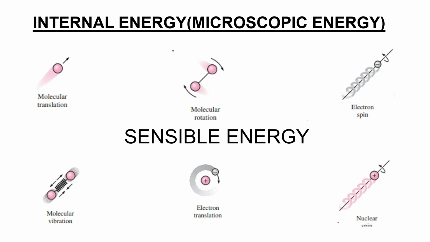And then you have the nuclear spin. Inside the nucleus, this nuclear spin has an energy. So all these six energies constitute the sensible energy, and sensible energy is just one component of the internal energy. It has other components like nuclear energy and latent heat. We will see that in the next slide.